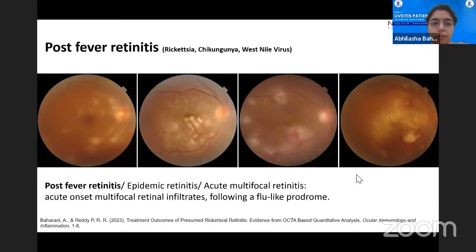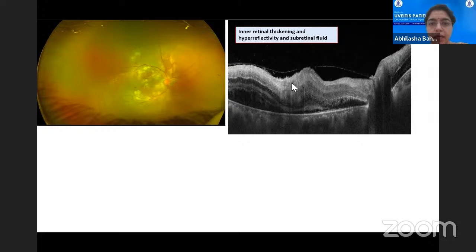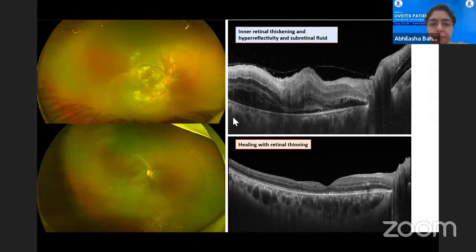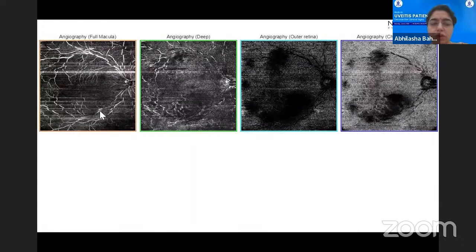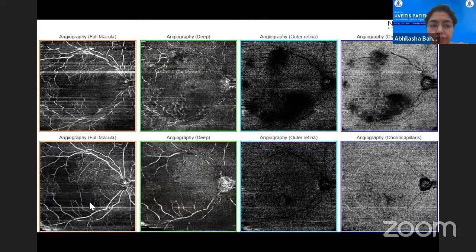This is another case where you see inner retinal thickening and hyperreflectivity with subretinal fluid. Healing is characterized by retinal thinning. When we see a case of active post-fever retinitis, you often see these shadow artifacts on OCTA. But on healing, you see true flow voids or non-perfusion in the superficial and deep capillary plexus, because most of these organisms have a very high affinity for the retinal vasculature.